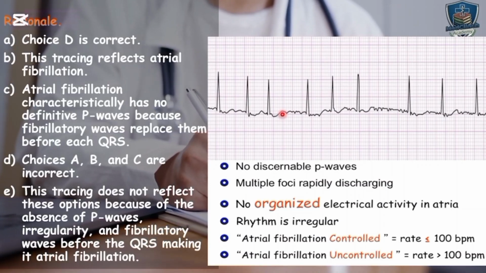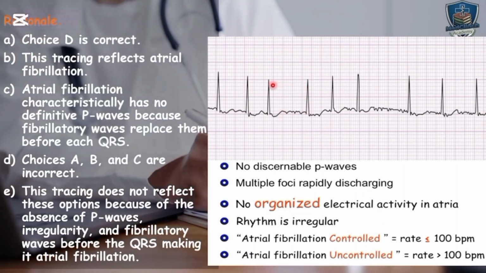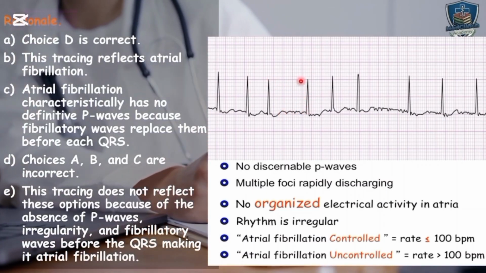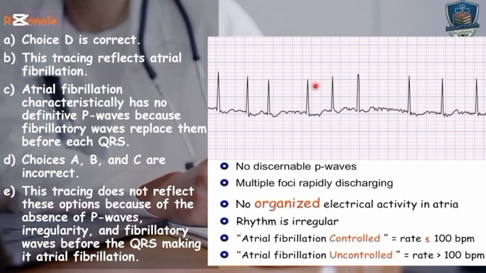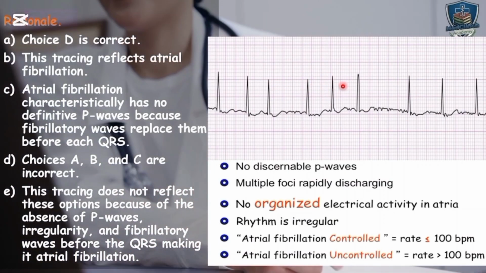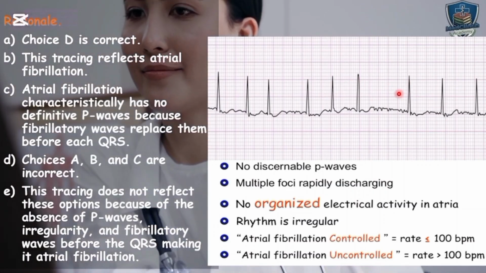Apart from that, also the rhythm tends to be irregular. You can see the distance between the R waves. This distance here and this here, they're not the same. This is longer than this one here. So the rhythm is irregular. So that's number 2 that you have to know.